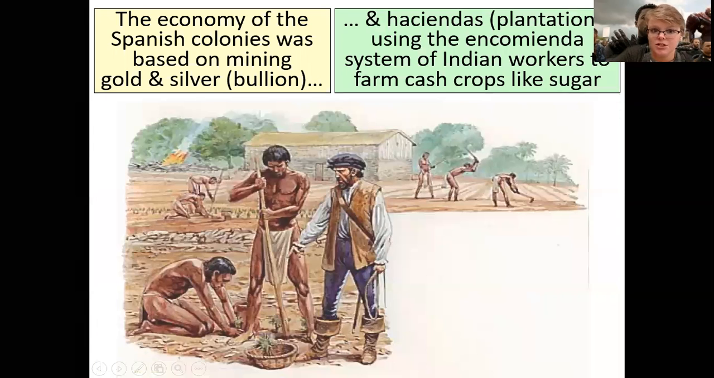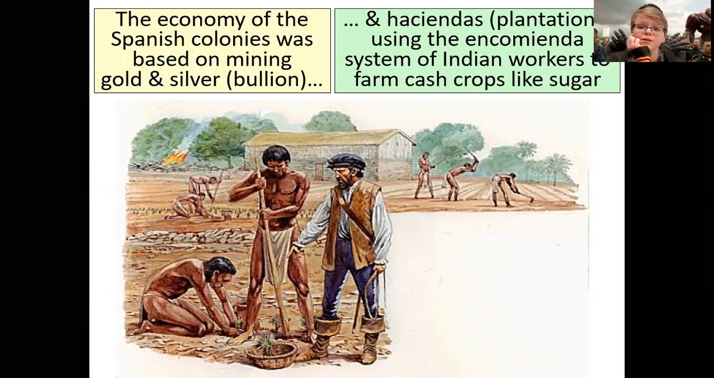Haciendas are plantations. They used, I can never remember how you say that, encomienda, I'm not gonna pretend like I know. It's a system of Indian workers to farm cash crops like sugar. So they did have native workers, but the problem was that the native workers knew the area far better than they did. So the natives would hang around until they realized they weren't getting a fair share, and then they could escape into the backwoods and get away.